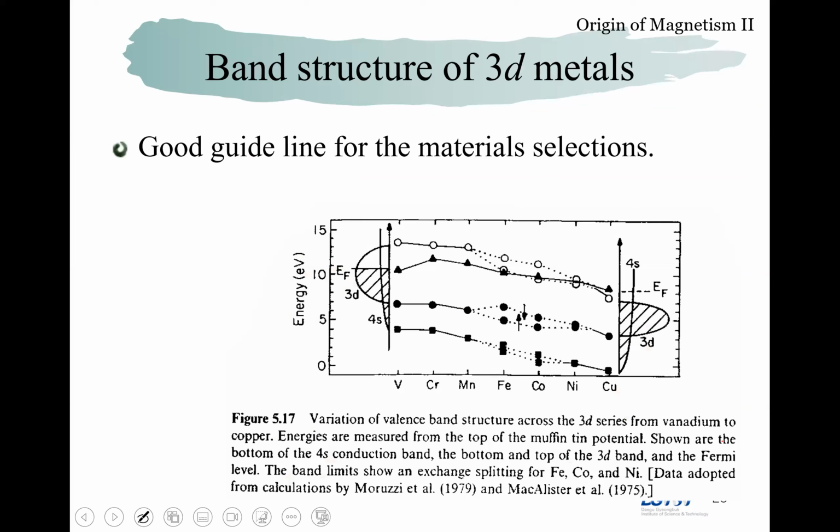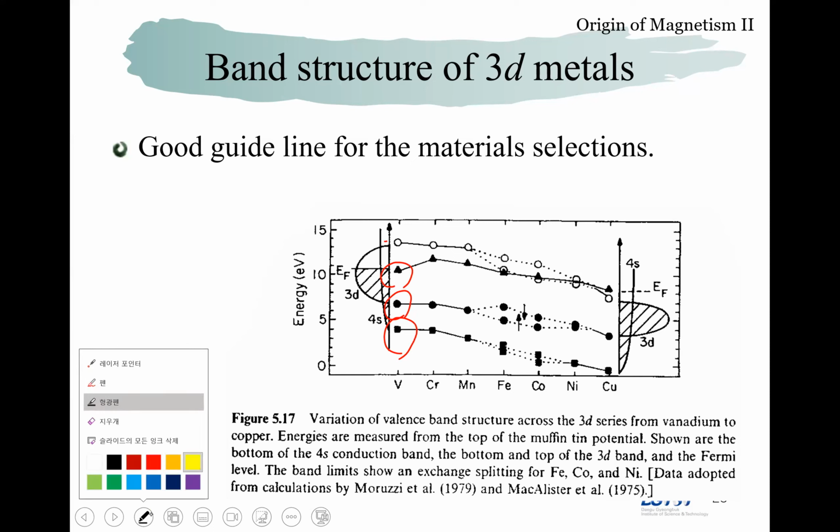Okay, so this is the final view graph of today's class. I like this graph very much because to describe the band structure of the ferromagnetic material, we need four energy terms: the bottom of the 4s electrons, the bottom of the 3d electrons, and the Fermi level. And actually the top of the band is not that important.